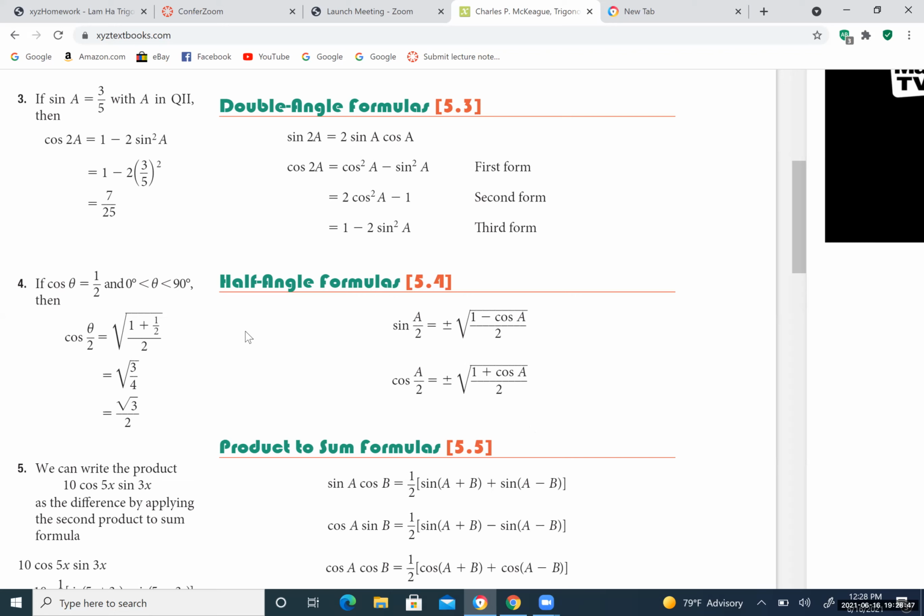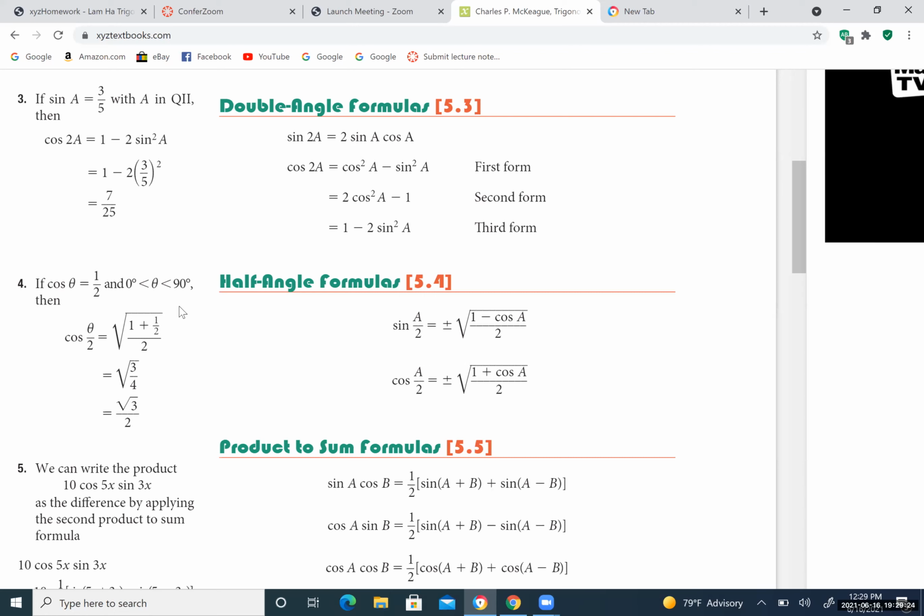Number 4 is the example for the half angle formula. With a half angle formula, you will see something divided by 2. Here they give us cosine theta is 1/2, not cosine of theta divided by 2. And theta is between 0 and 90 degrees, which is the first quadrant. In the first quadrant, cosine is positive, right? So when you write it, you don't have to include the negative sign for cosine.